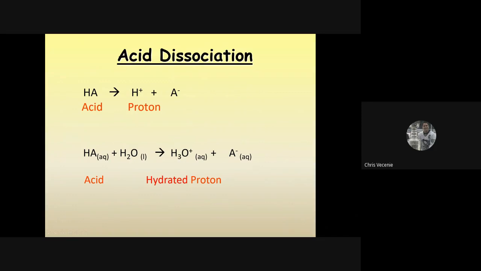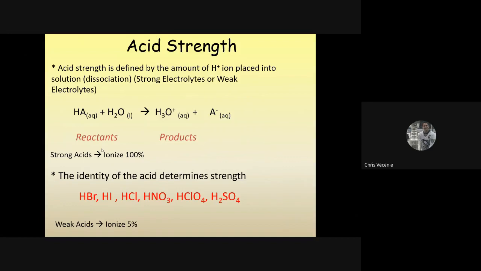And since most of these are happening in aqueous solution, there's always plenty of water to be had. And so here's our acid dissociation equation. And who this acid is, the identity of the A-, is going to control how it breaks down. Right? So the strength of the acid is dependent upon who the acid is. Right?